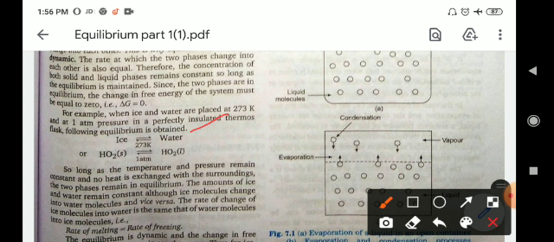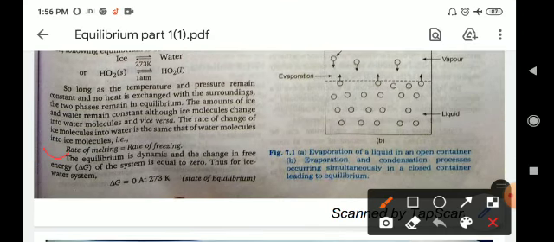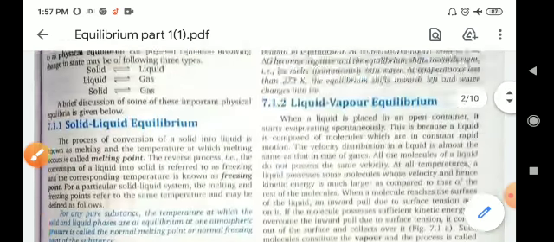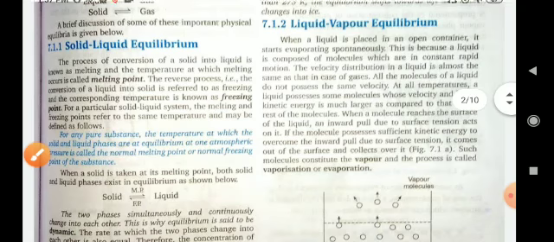So the amount of ice and water remains constant, although ice molecules change into water molecules and water molecules change into ice molecules. According to that, the rate of melting equals the rate of freezing, meaning the equilibrium is dynamic and the change in free energy of the system is equal to 0. Thus, for the ice-water system, delta G equals 0 at 273 Kelvin. Next, liquid-vapor equilibrium.